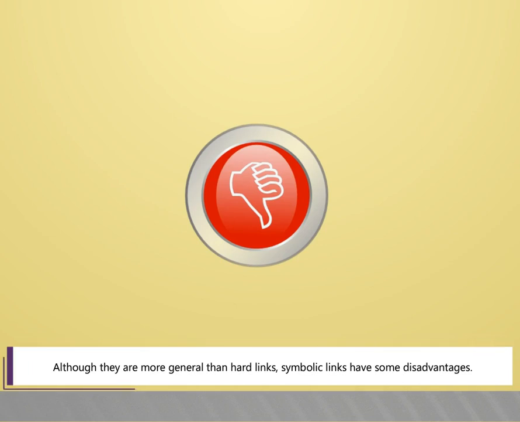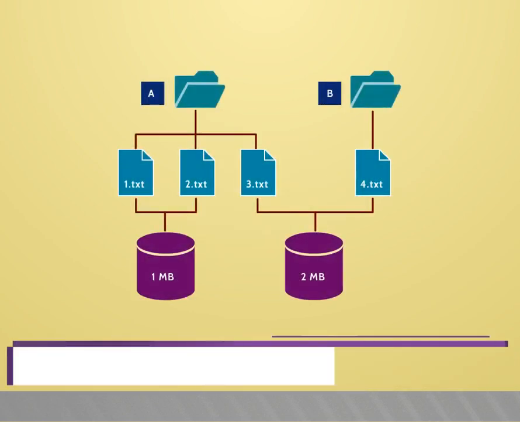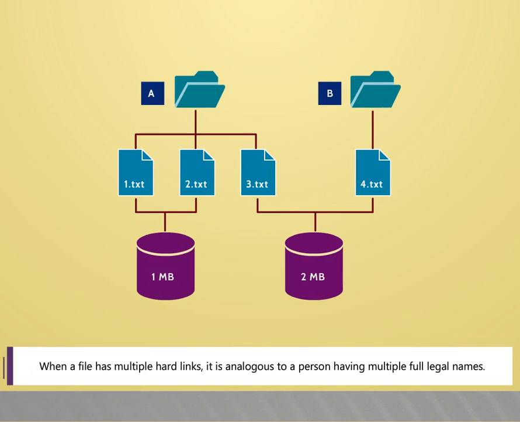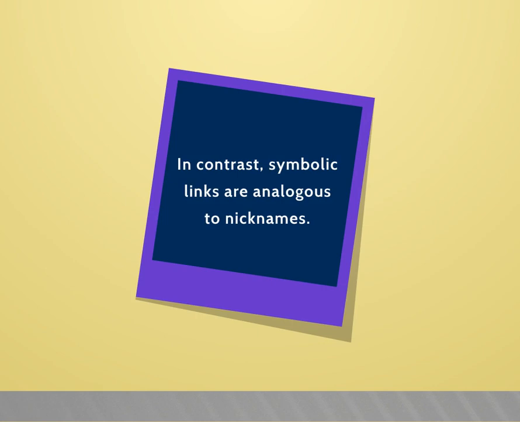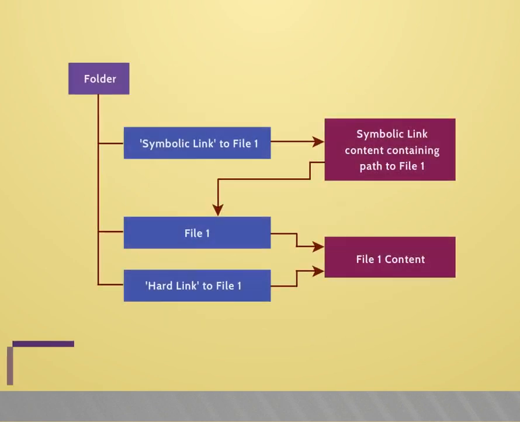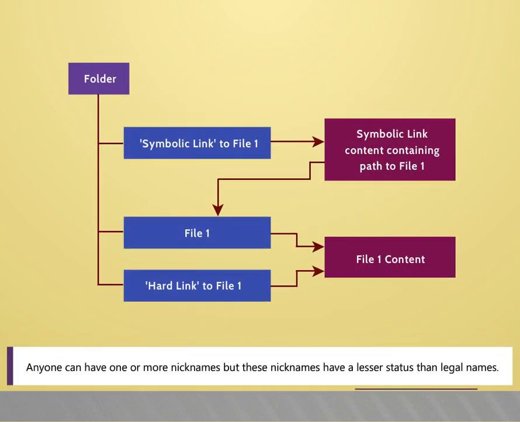Although they are more general than hard links, symbolic links have some disadvantages. When a file has multiple hard links, it is analogous to a person having multiple full legal names. In contrast, symbolic links are analogous to nicknames. Anyone can have one or more nicknames, but these nicknames have a lesser status than legal names.